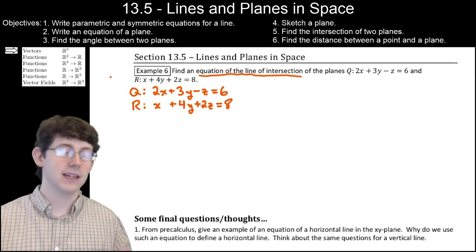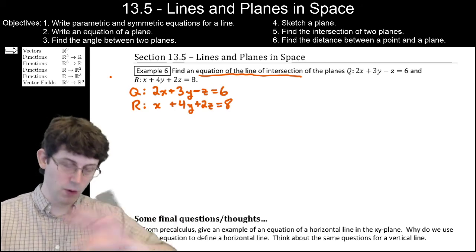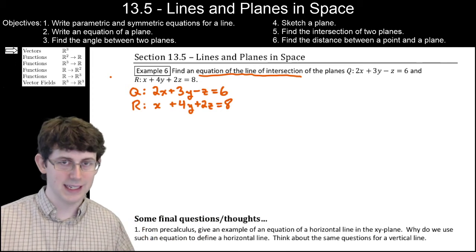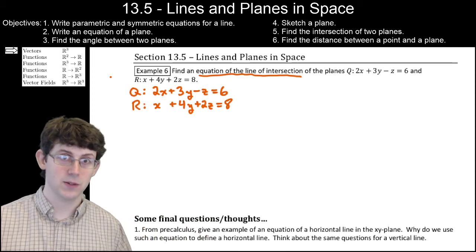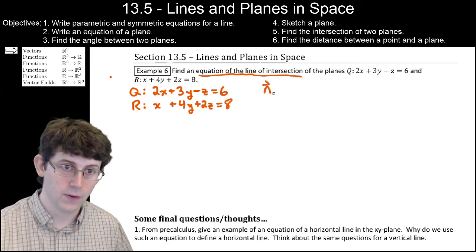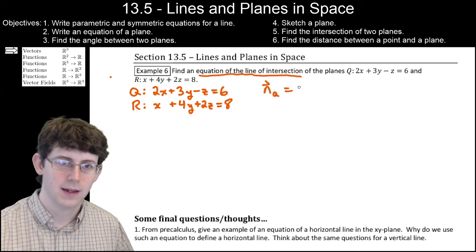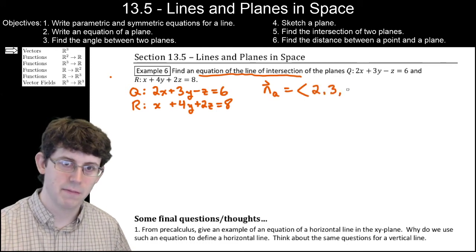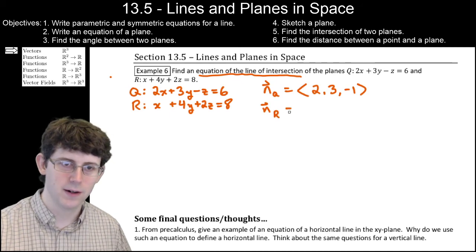When you are trying to do geometry with objects in more dimensions, you should imagine that the only way forward really is to deal with the vectors that tell you which way those objects are pointing. So here the normal vector for the plane Q you can just pull off of the equation: 2, 3, minus 1. And a normal vector for the plane R is 1, 4, 2.